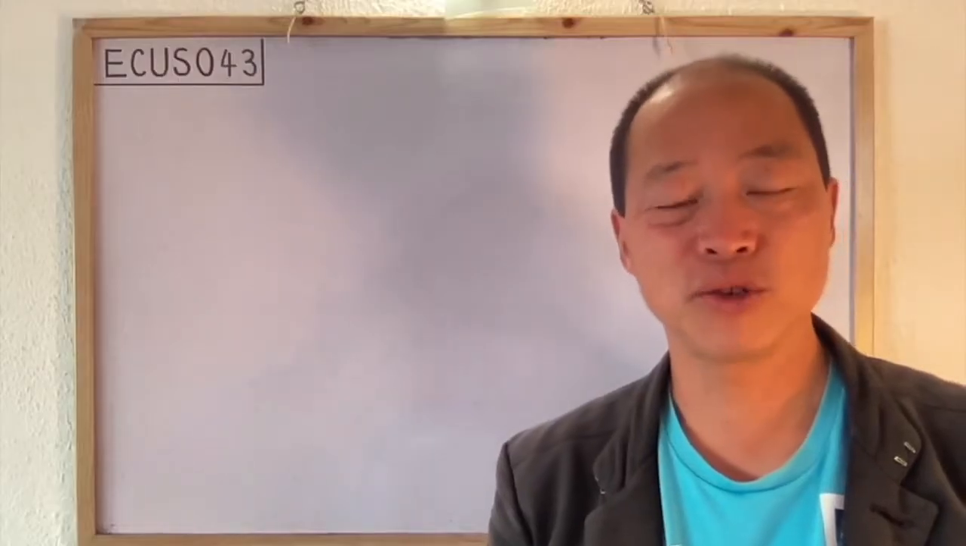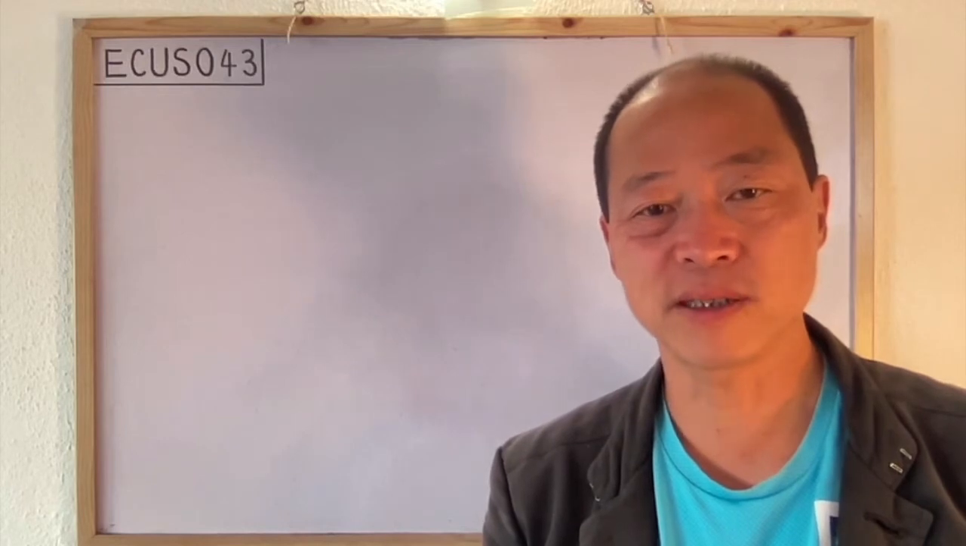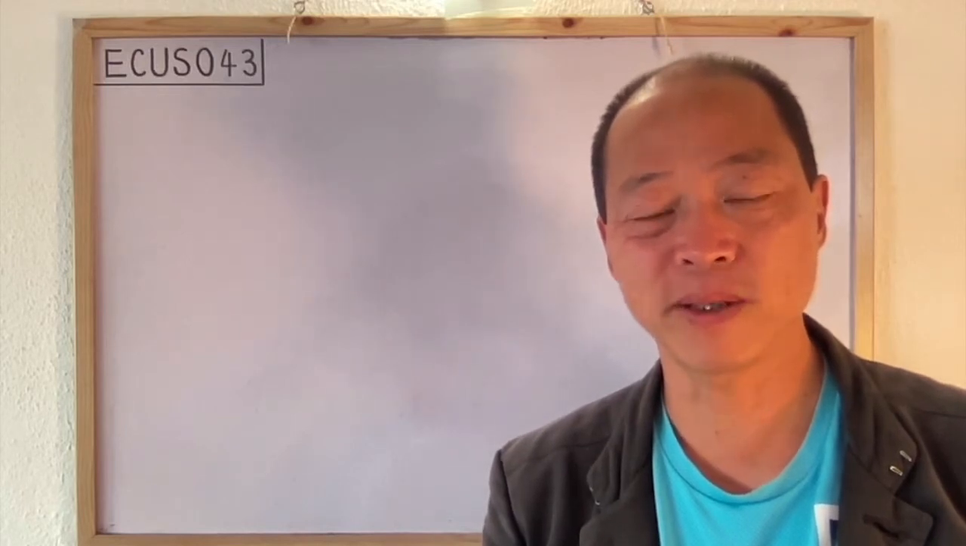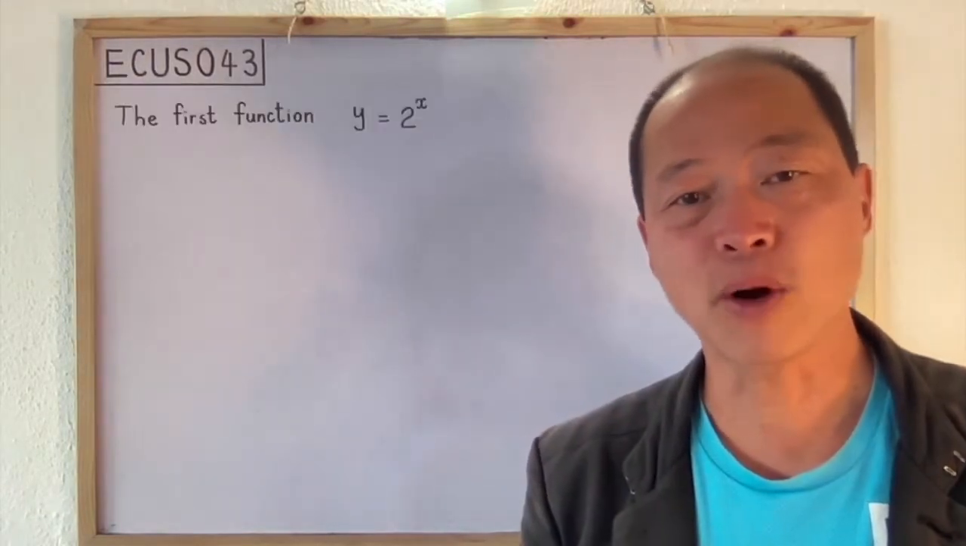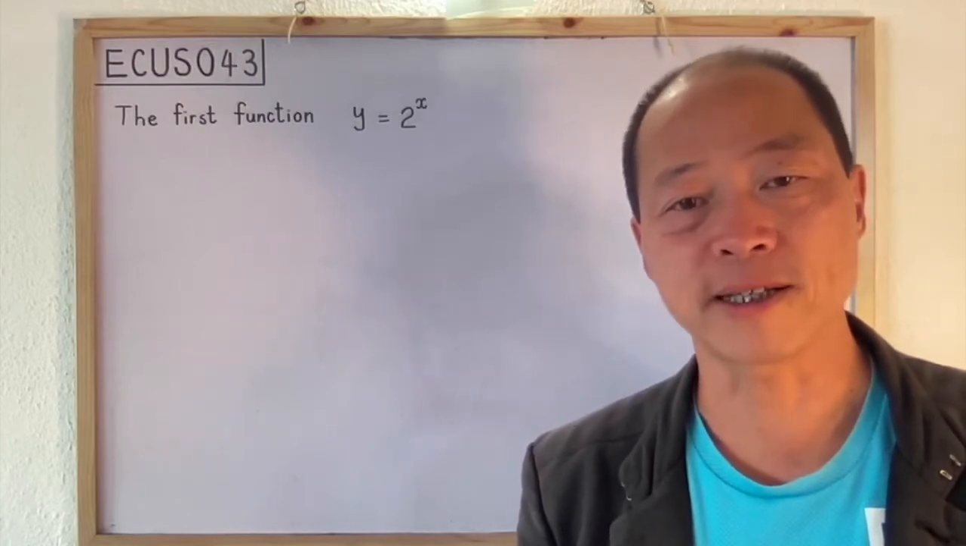Hi everyone, today we discuss the graphs of two functions. The first function is y equals 2 to the power x. Let's work out some points of the graph to have some ideas about what the graph looks like.